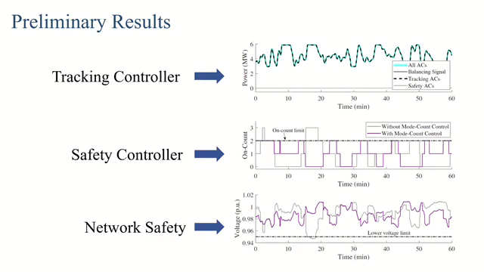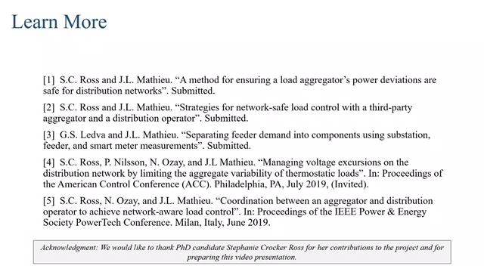And the effect is that the network is safe. For the node that these air conditioners are attached to, the voltage shown in purple is always above the lower voltage limit. So just by controlling these 3 air conditioners using mode count control, we've ensured that this voltage limit is satisfied. So that's all we have time for.